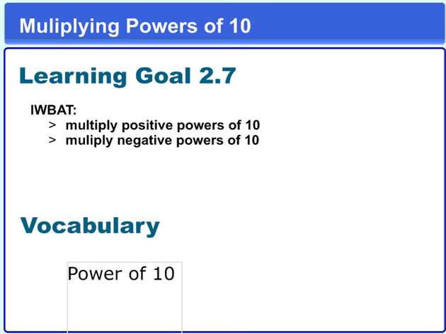All right, fifth graders, today we are going to work on multiplying powers of 10. So would you please, in your notebook, write that I will be able to multiply positive powers of 10 and I will be able to multiply negative powers of 10. And our vocabulary is the same. So if you pause the video quick and go ahead and write these down.